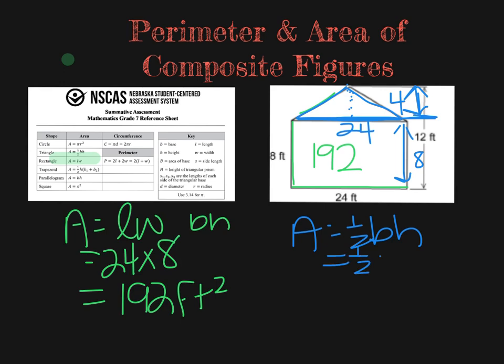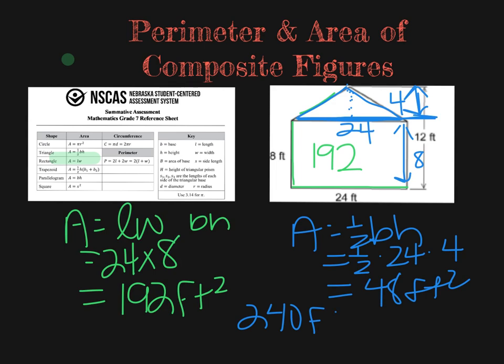My base is 24. My height is 4. I would take perhaps half of 24, which is 12, and take 12 times 4, which is 48 feet squared. And then to find my composite area, I would add those together. 192 plus 48 is a total area of 240 feet squared.